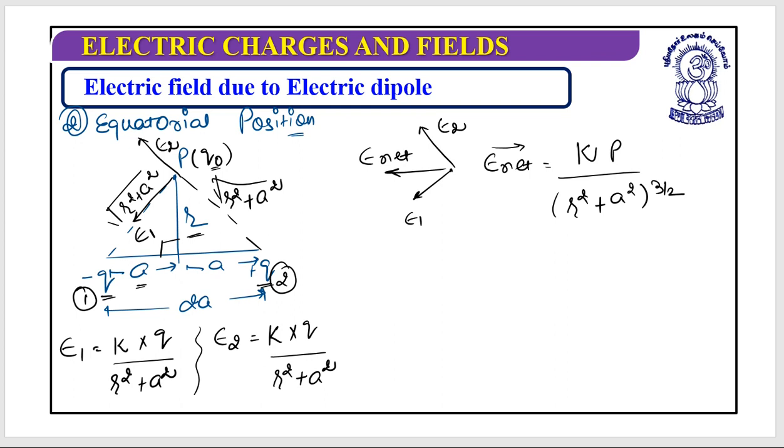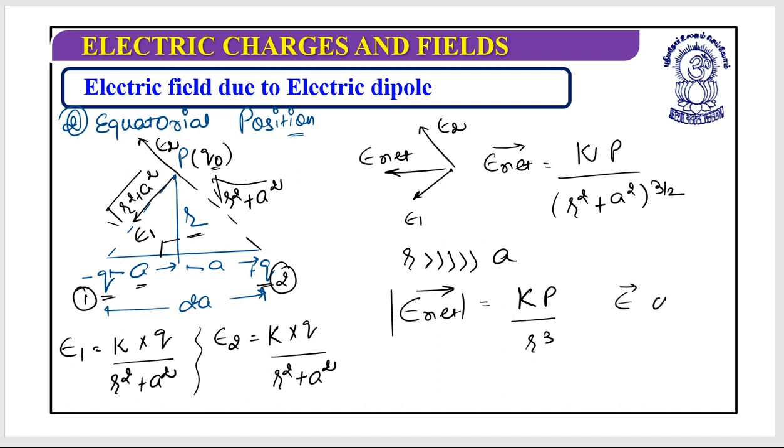If I consider a special case, that is if r is much greater than a, then I can find that E net would be equal to kp by r cube in magnitude. In the same way here I can write, E is directly proportional to 1 by r cube.